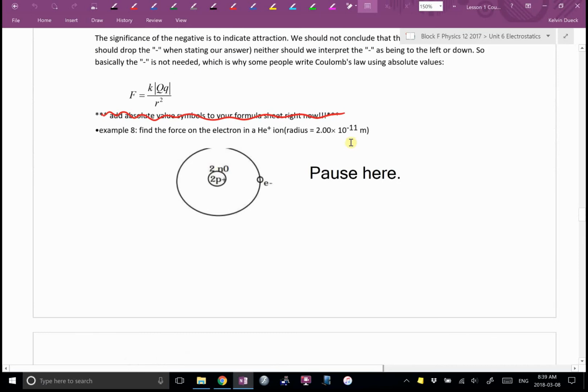And I think we got to right here. Example 8 says this: find the force on the electron in a helium plus ion with the radius of that.